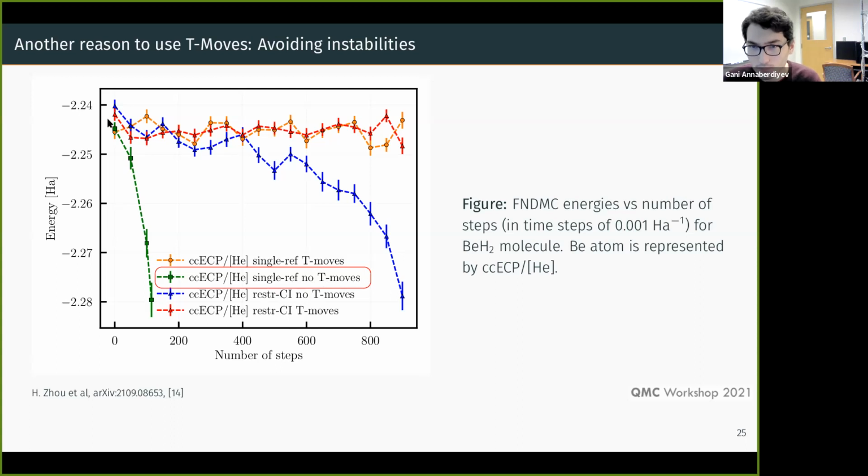And as you can see, the fixed node DMC energy with respect to the number of steps, so this could essentially be thought of as the wall time, shows an unstable behavior, and it doesn't essentially bounce back. Using a trial wave function here with more CI, essentially more determinants, can help it a little bit, but still it essentially diverges. However, in both cases, if you do use T-moves, you get very nice stable runs. So this is another reason for one to use the T-moves algorithm in DMC calculations.